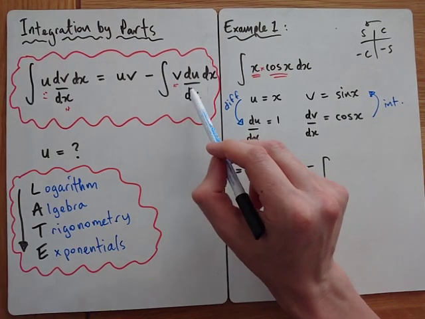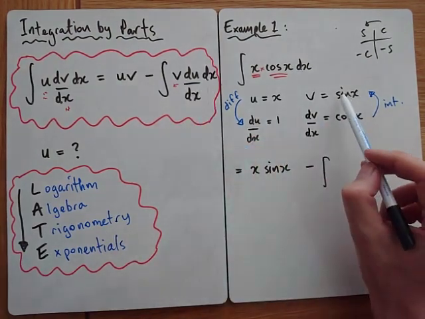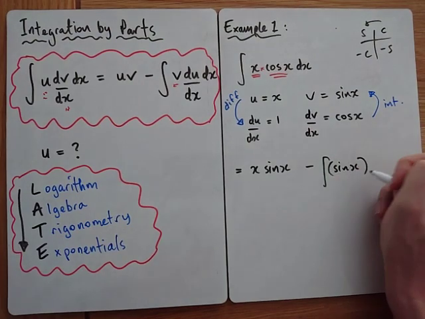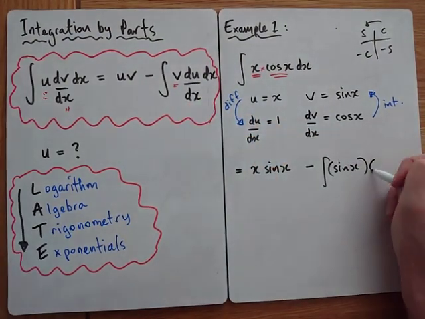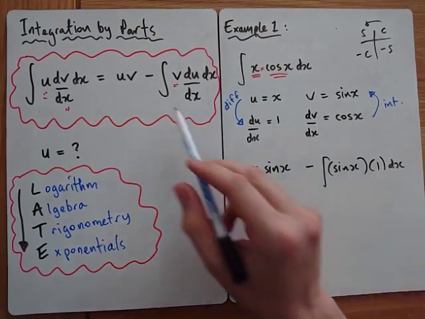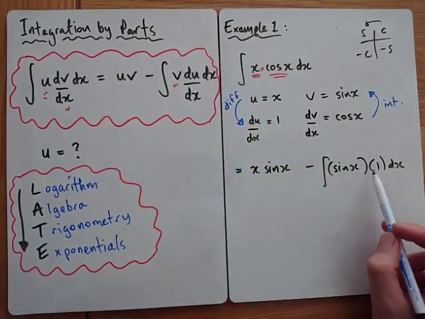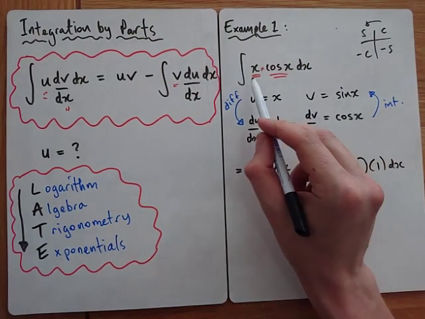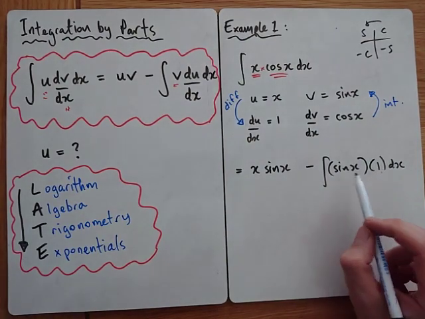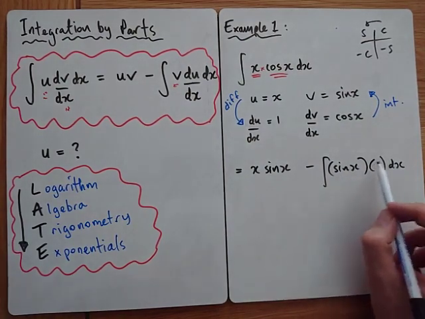The two new things that you've just found go inside. So we've got v, which is sine x, multiplied by du by dx, which is 1. And now if you notice, by using this rearrangement, we haven't got that problem anymore. We haven't got two functions of x multiplied together, we've just got a constant and a function of x. So this we can integrate.